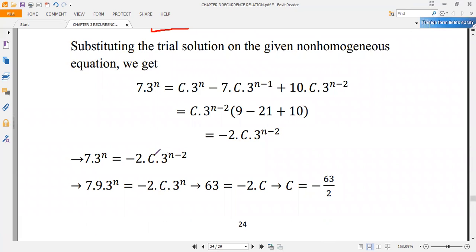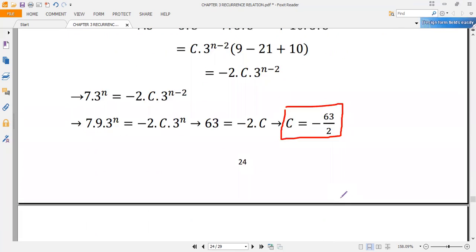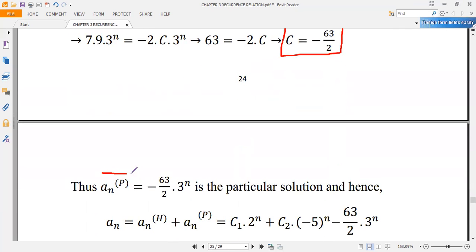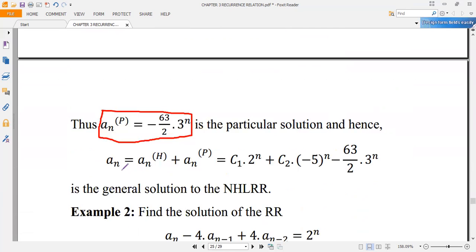So cancelling those similar terms, you will get that c is minus 63 over 2. Therefore, the particular solution to the non-homogeneous part will be this one. Hence, the general solution to the non-homogeneous linear recurrence relation is given by adding the homogeneous part and the solution to the non-homogeneous part. The solution is given by this one.